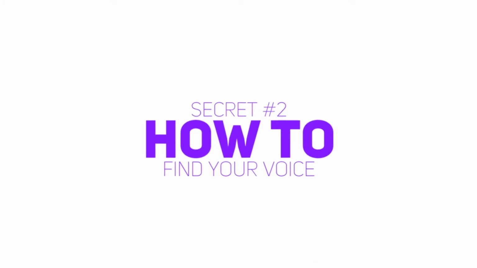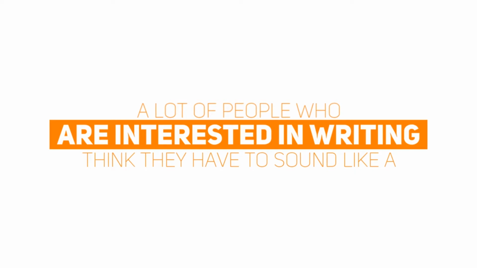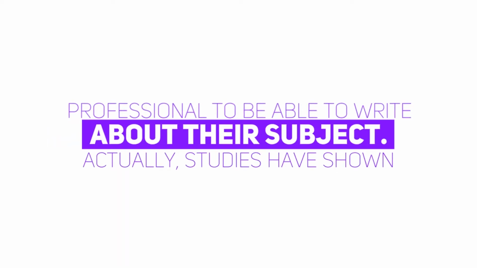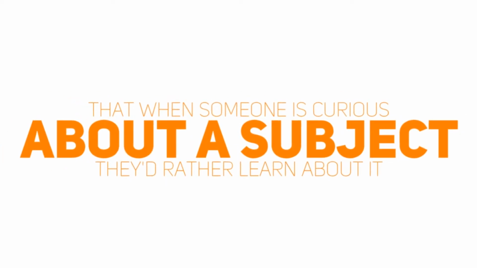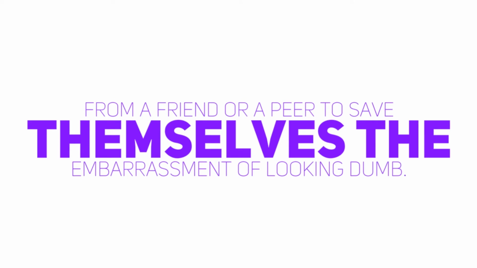Secret number 2 is how to find your voice. Now, most people think they have to sound like a professional to be able to write about their subject. Actually, studies have shown that when someone is curious about a subject, they'd rather learn about it from a friend or a peer, someone who's kind of equal to them, to save themselves the embarrassment of looking dumb.